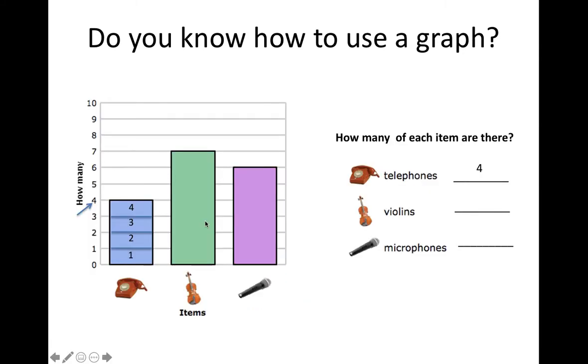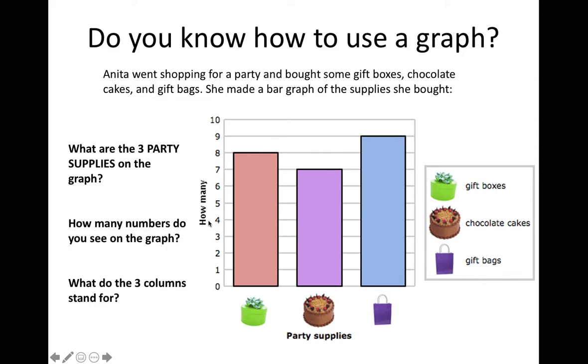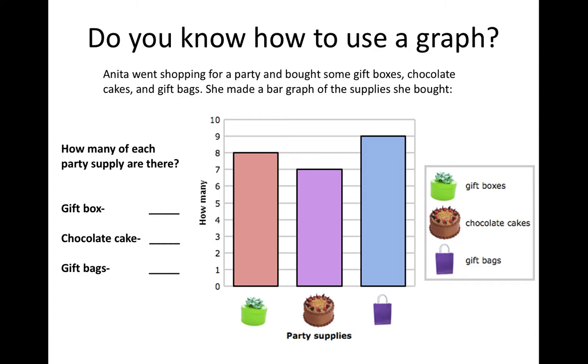And again, just like in my last slide, how many, and we have 0 to 10. And over here, again, we have how many, we have the numbers 0 to 10. And we have 3 bars to represent the 3 items that she had bought. So, again, how many numbers do you see on the graph? We see the numbers 0 to 10. And what do the 3 columns stand for? This column stands for how many gift boxes she bought. This purple column stands for how many chocolate cakes she bought. And this blue column or bar stands for how many gift bags she bought.